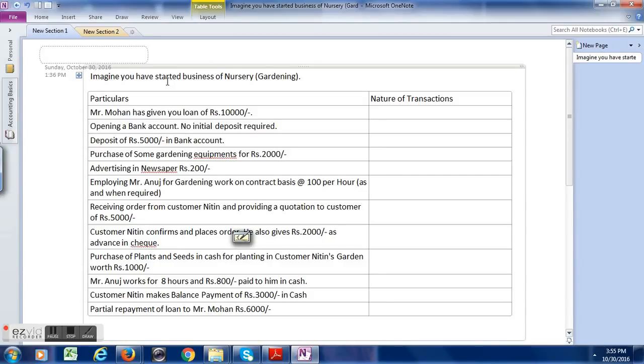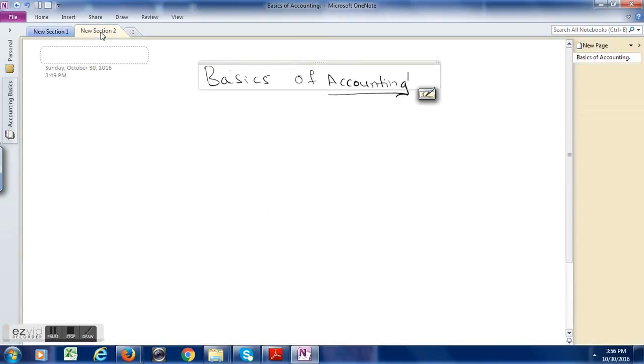So imagine these are the transactions for a particular month which have happened in your business. Keep this in mind, and then we'll move forward as to what is accounting, and how to identify a transaction and everything. So now, what is accounting? Accounting is identifying, measuring, recording, classifying, and finally summarizing and interpreting a financial transaction. We'll look at it one by one.